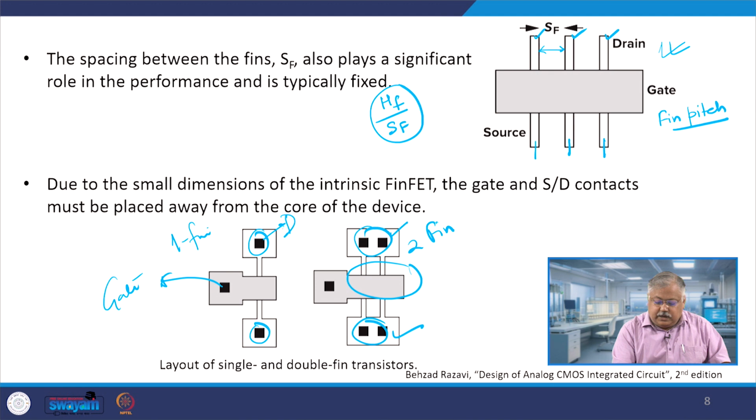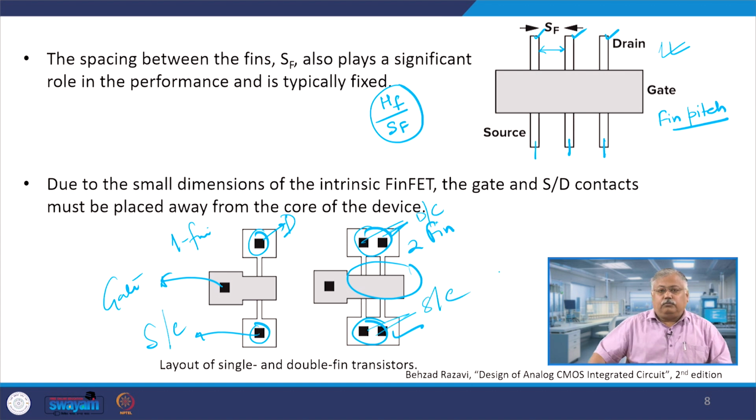Let us suppose this is the drain, this is the source contact, this is again the drain contact, and this is the source contact, correct. And therefore, these contacts play a major role in talking with the outside world.